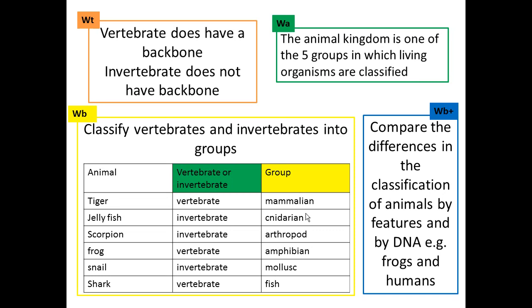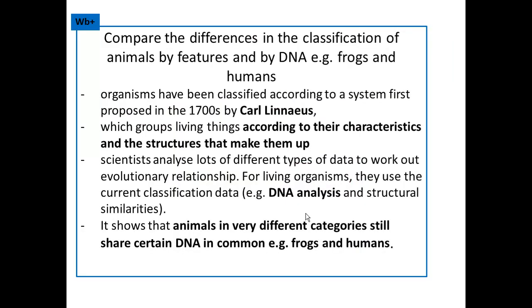Compare the differences in the classification of animals by features and by DNA. As we said, the classification was done the first time by Carl Linnaeus, and it is according to the characteristic and structure. But then the classification has been improved using DNA analysis, and thanks to DNA analysis, we can see that animals in very different categories still share certain DNA in common. And if you can remember, you can also add that frogs and humans still share 65% of the DNA sequence.